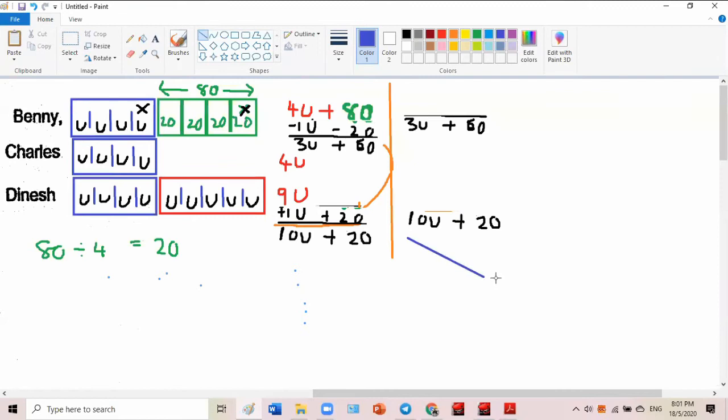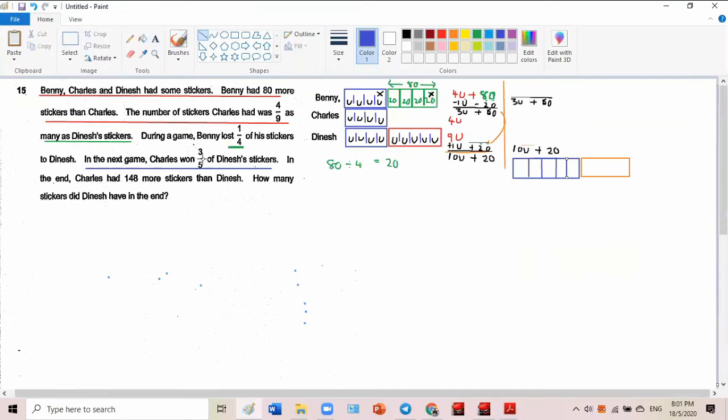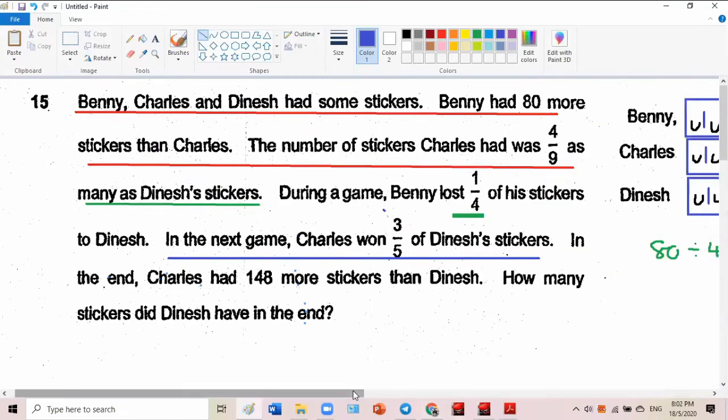So let me draw the box for you. That means she has 10 units, plus whatever, 20. So 10 units, let's cut them into 5 boxes. Each box, how many units? 2. Do you understand why I'm doing this? Because the question says Charles won 3/5, so at that time I must make Dinesh's stickers into 5 parts.